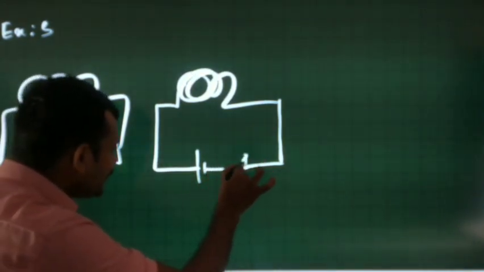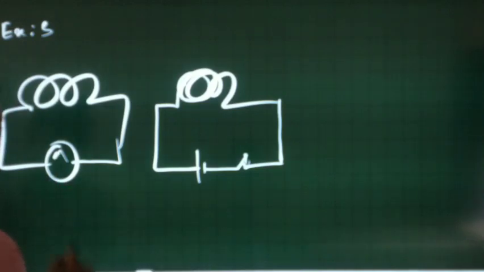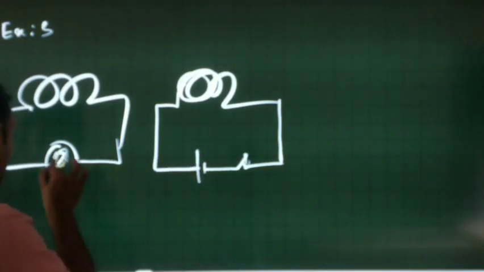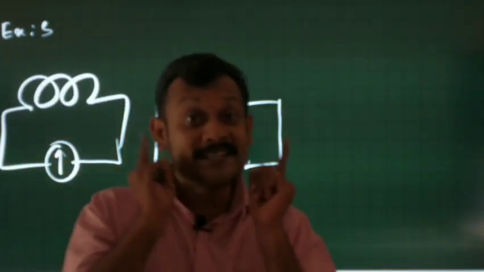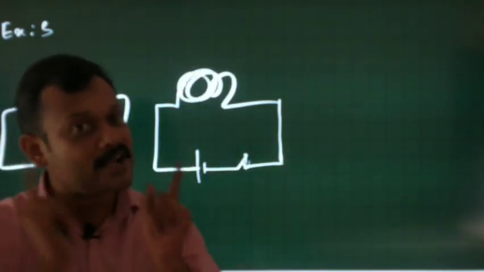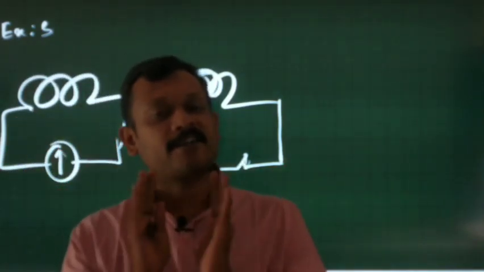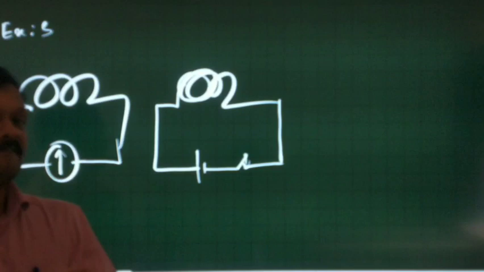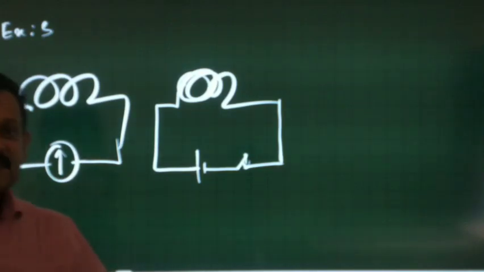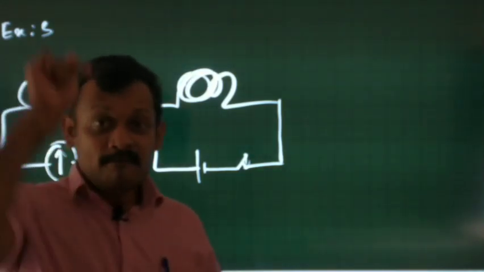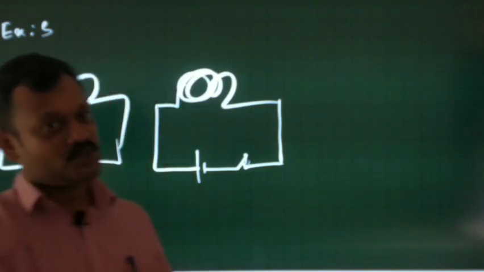I'm just pressing the key, and the galvanometer shows a deflection in one direction. When the key is pressed, the galvanometer shows a deflection which suddenly reduces to zero. At that instant there is a momentary deflection of the galvanometer. Momentary deflection only, that is, a deflection acting for a moment when the key is just pressed.